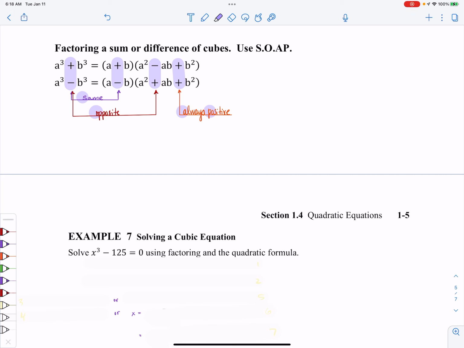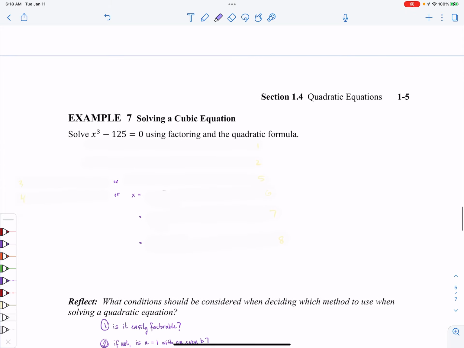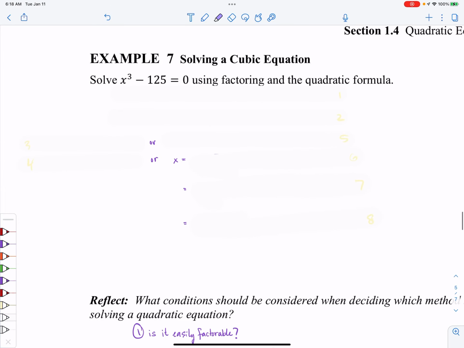So have this handy as we work through example number 7. I'm going to have to hide it so that I can show my screen properly. All right, so you'll notice that what I've got here is the difference of two perfect cubes. So I have an x cubed minus a 5 cubed. All right, so let's go ahead and factor.